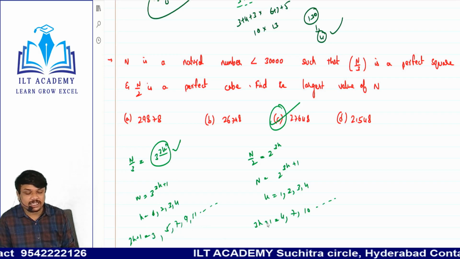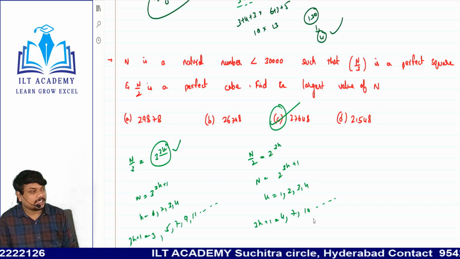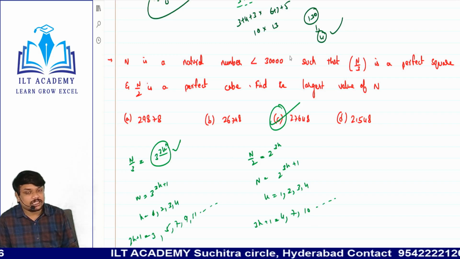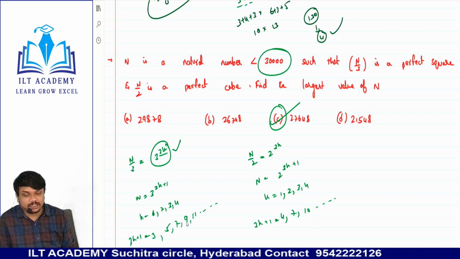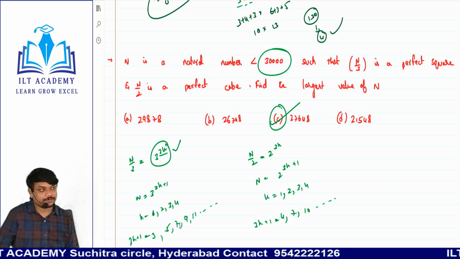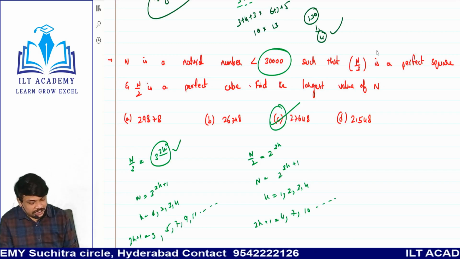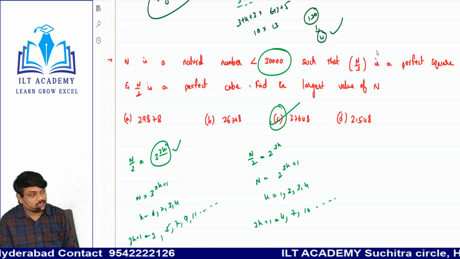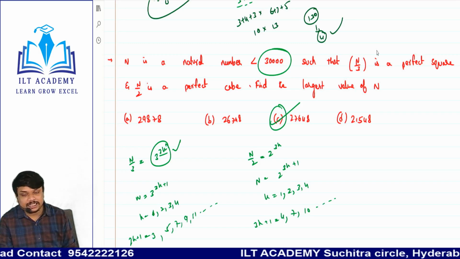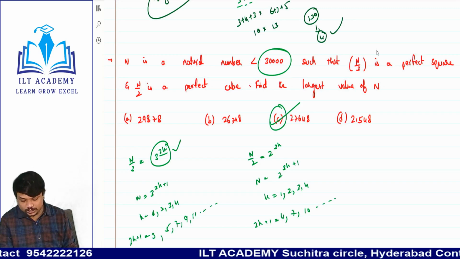3 5 7 9 11 are there, 4 7 10 is there. Clear? Now the number is what? Less than 30,000. Okay, and this is nothing but 3 power 9. 3 power 9 का value मालूम है? 3 power 9 value is nothing but 81 into 81 into 3, which is 19,683, and here 4 7 10 is there.